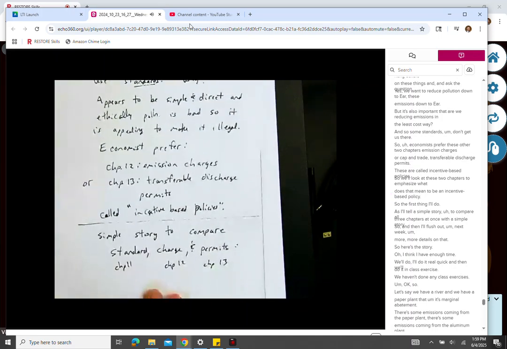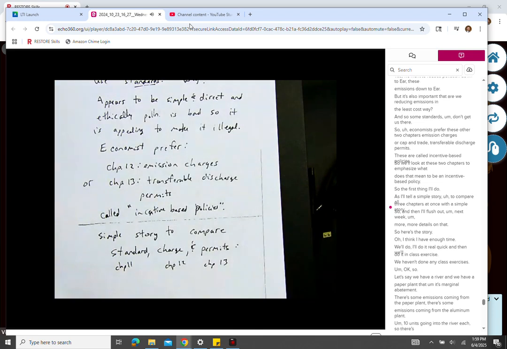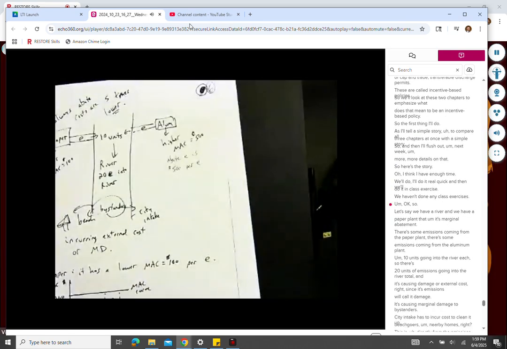So the first thing I'll do is tell a simple story to compare all 3 chapters at once. And then I'll flesh out more details next week. So here's the story. Oh, I think I have enough time. I'll do it real quick, and then we're doing class exercise. We're doing class exercise today.